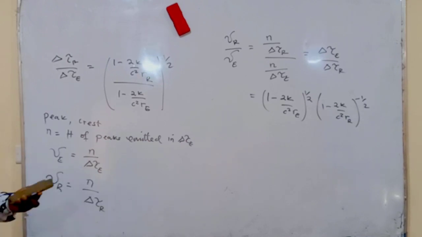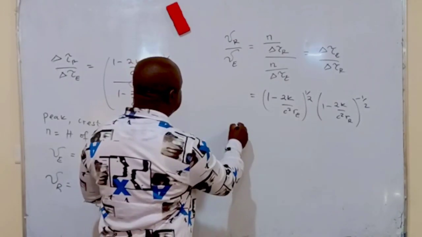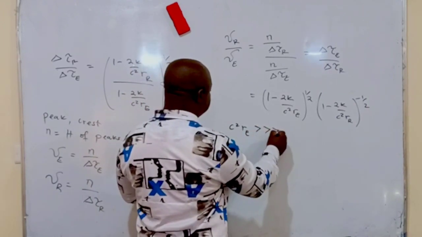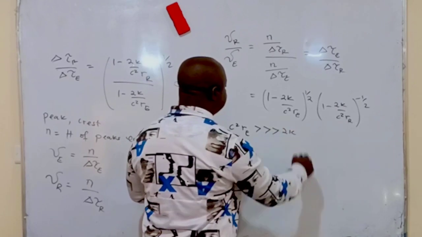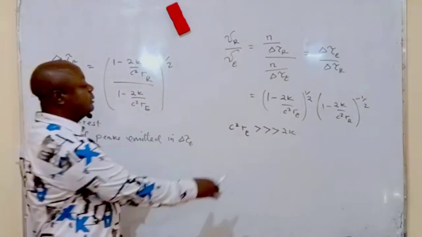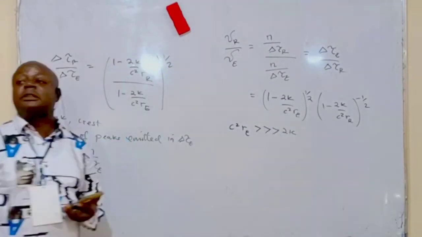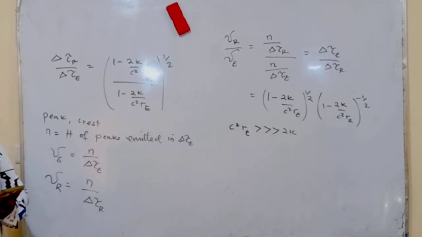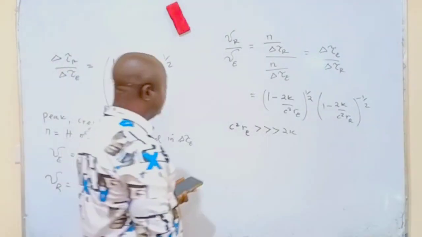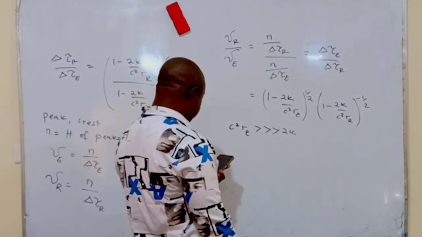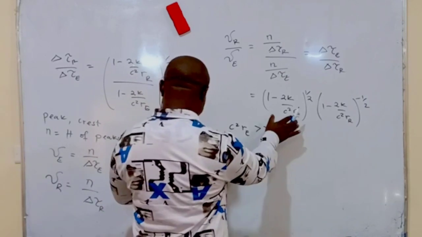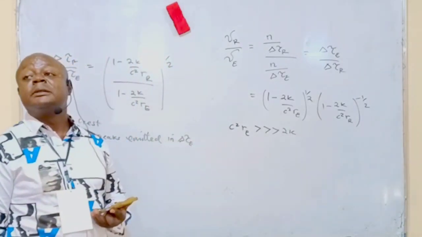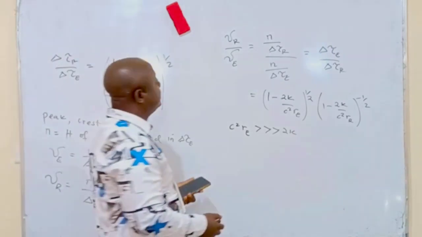So if we decide to expand that and assume that our c squared r_e is far much greater than 2k, we assume that our denominator is far greater than the numerator, then we can expand this out and retain only the linear terms. We neglect the higher terms. So we can expand this.